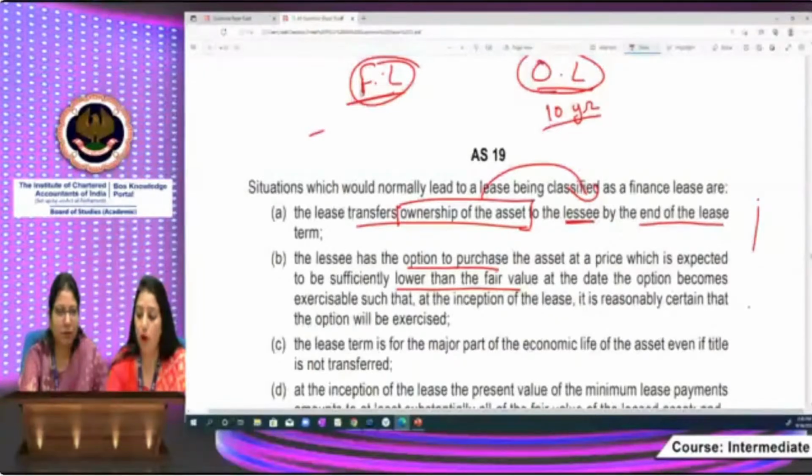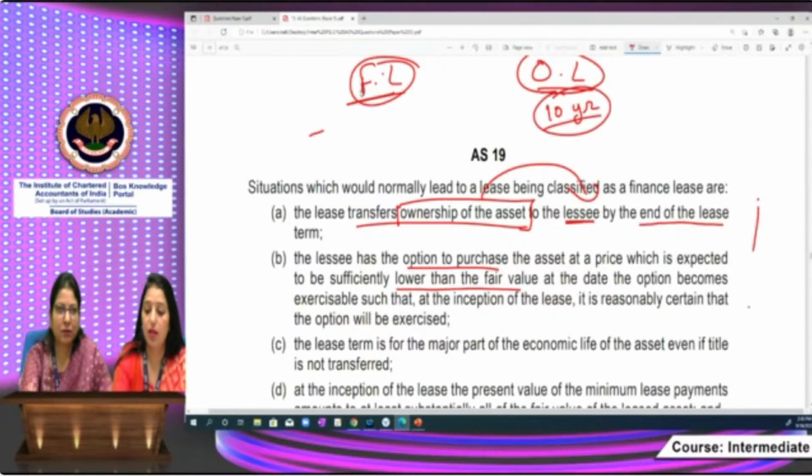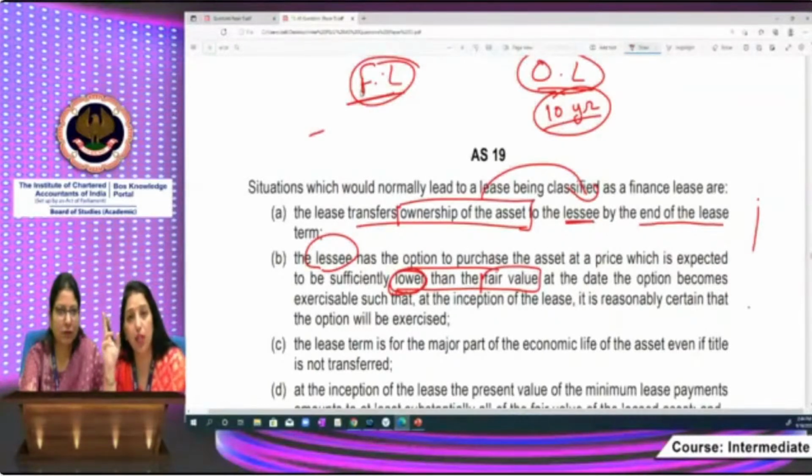At the date the option becomes exercisable, it is reasonably certain at the inception of the lease that the option will be exercised. That means at the end of the 10th year, the lessee has an option to purchase the asset or not. But the price should be lower. Lower of what? Lower than the fair value, the fair value at the inception, that means at the beginning of the lease.